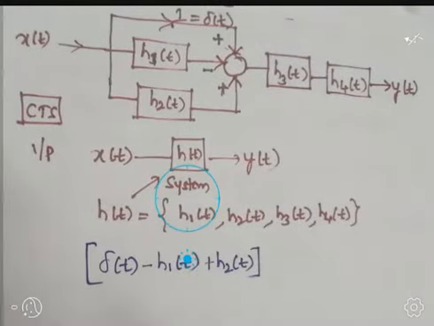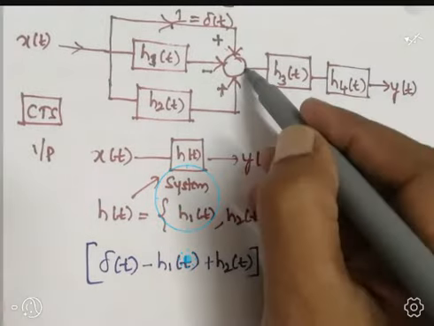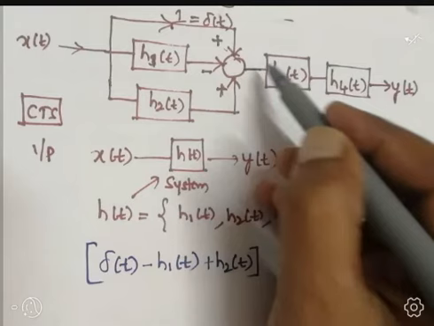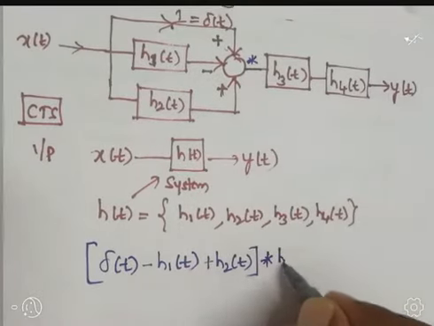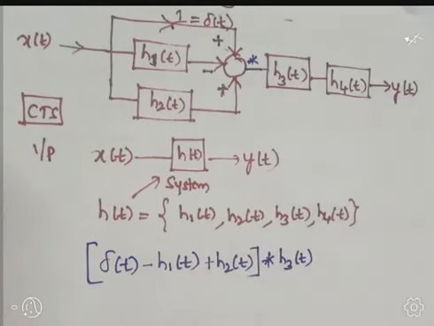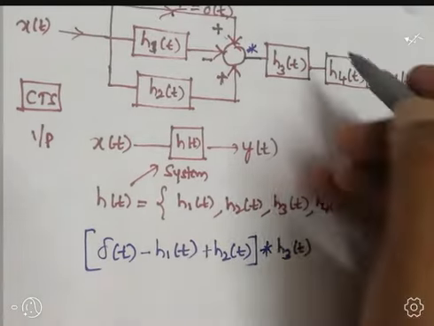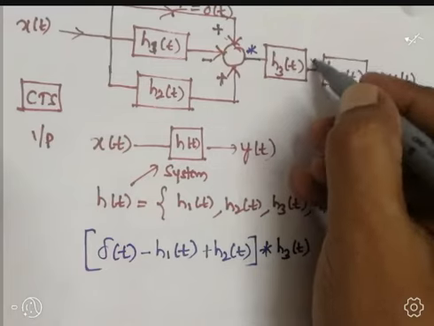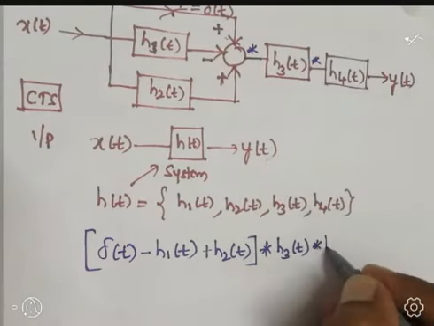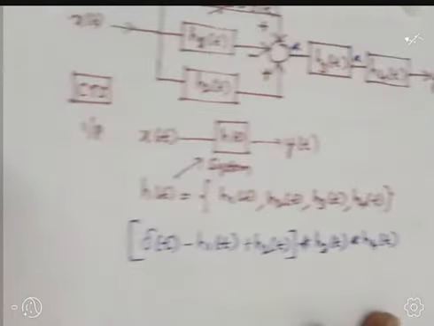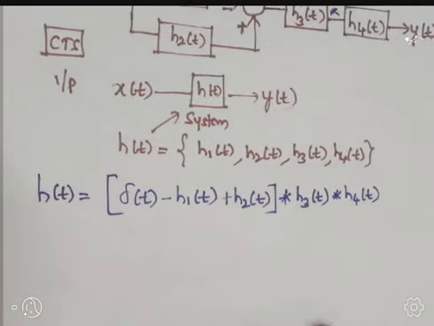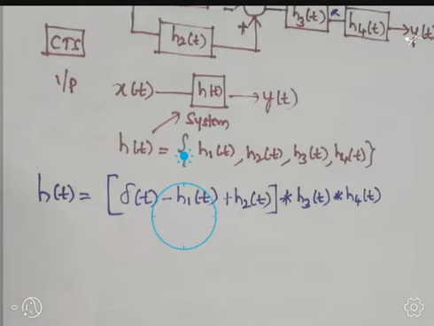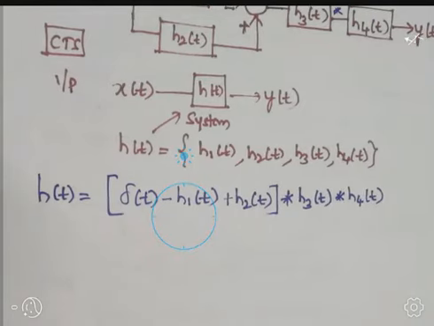Next, this result is connected with h3 of t. And then that is connected with h4 of t. So what we are getting is h of t. Likewise we have to calculate the impulse response of the system for the given impulse response of each subsystem.